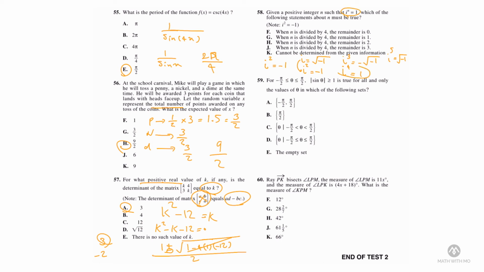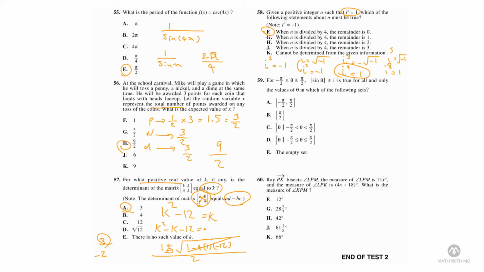So when n is divided by 4, the remainder should be 0. Yes, because it always multiplies a 4. So the next one is i to the power of 8 becomes 1, right? So it means n is either 4, 8, 12, 16, and so on. So F is the answer.